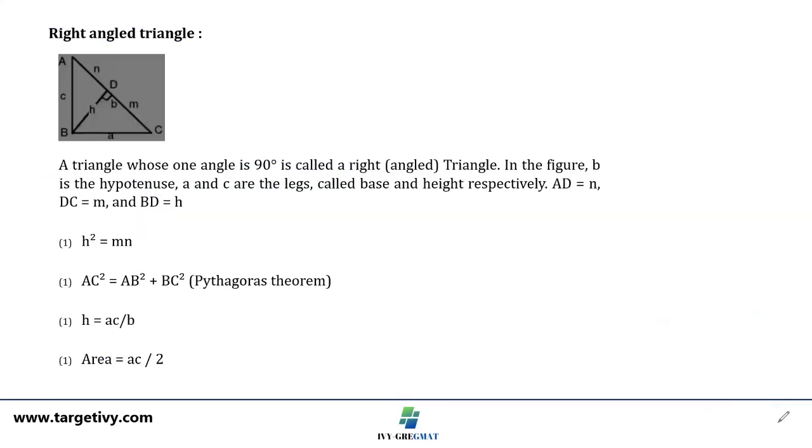Let's go further. Rather, this is the most important part. Right angle triangle. You can see this diagram of this triangle. We have done some marking here. ABC is the triangle. A triangle whose one angle is 90 degrees is a right angle triangle. This angle is 90 degrees. So this is a right angle triangle. So with that understanding that one angle is 90 degrees and it's called a right angle triangle, B is the hypotenuse. This complete side is the hypotenuse.